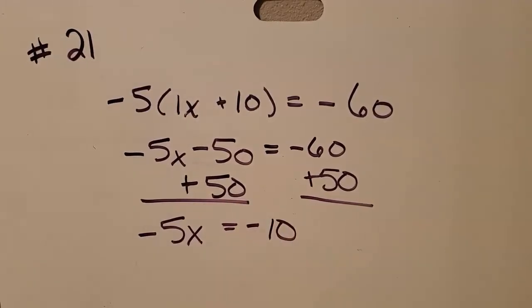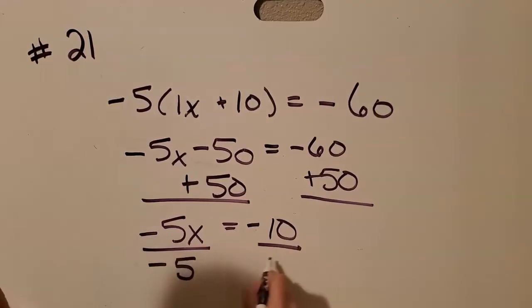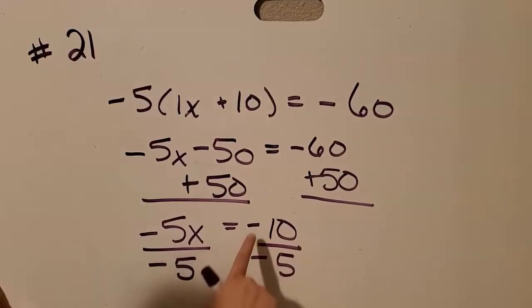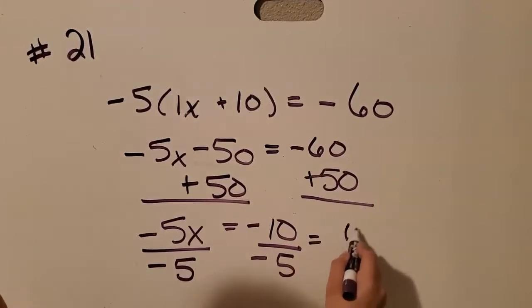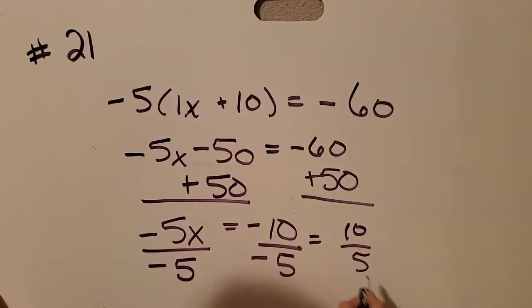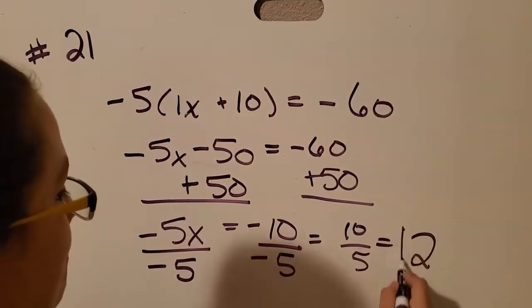Now I'm going to use the division property of equations to solve for 1x. So divide both sides by negative 5. So I have negative 10 over negative 5. The negatives cancel, which is going to equal 10 over 5. And if I simplify that, then my answer is going to be 2.